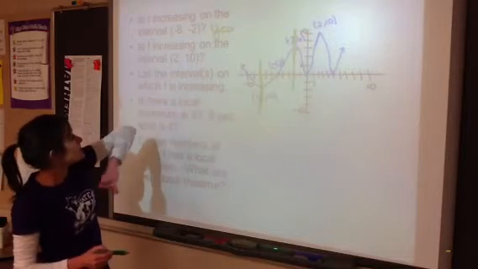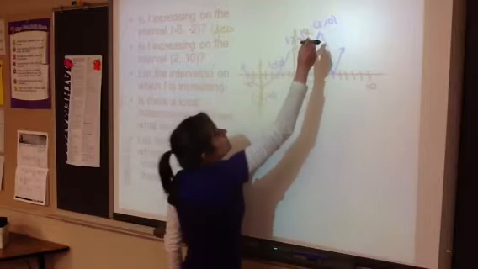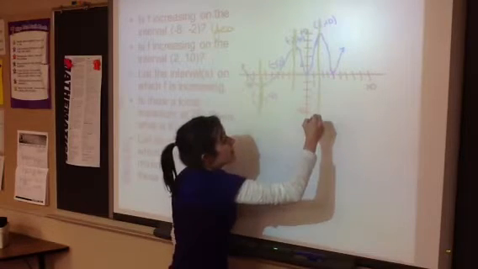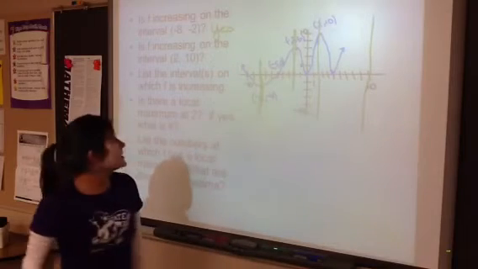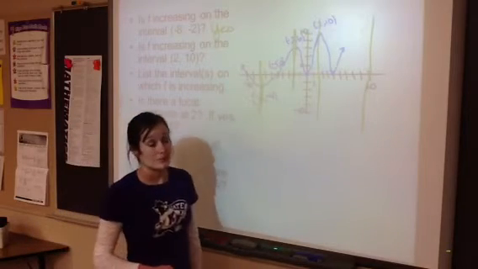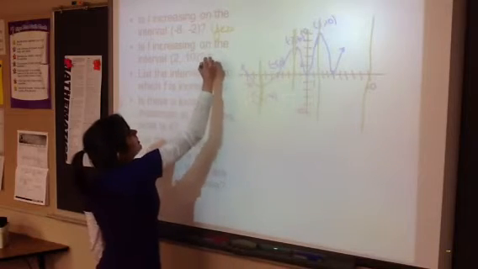For f is increasing on the interval 2 to 10. So 2 is our x value, to 10, is the graph increasing? Well, yeah, right here, but not the whole time. So you're going to say no.